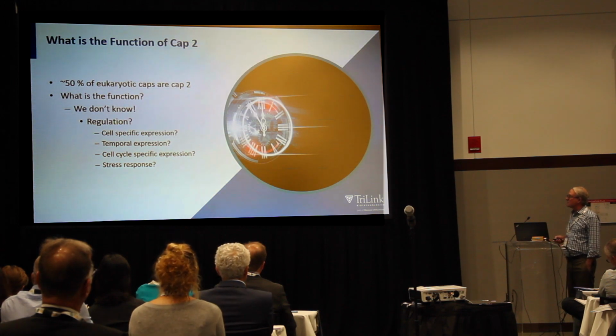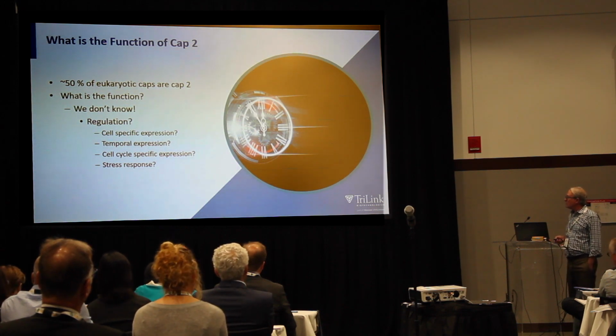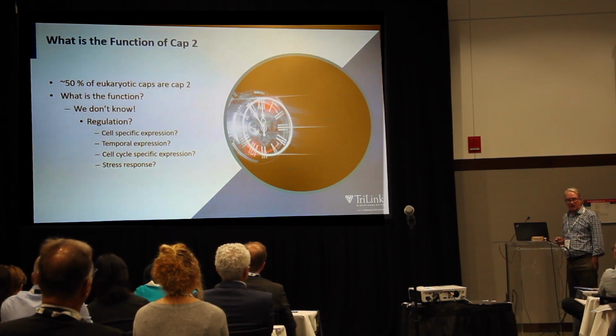We invite you to get CAP2 RNAs from us. We know that nature must think this is important because 50% of eukaryotic mRNAs possess CAP2. What is it doing? Is it cell-specific expression, temporal expression, cell cycle response, stress response? We just don't know. So very early days, we've only been able to make these RNAs efficiently only recently.